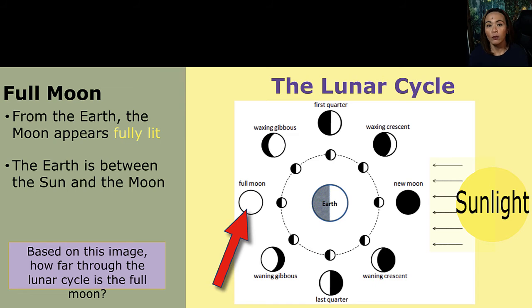Next up, we have full moon. The full moon from the Earth appears pretty much fully lit. The Earth is between the Sun and the Moon at this point. So, the full moon can only be seen from dusk to dawn at this point in time. And remember, lunar eclipses are pretty rare, and the Earth's shadow usually doesn't hit the moon. That being said, based on the image, how far through the lunar cycle is the full moon, you think?